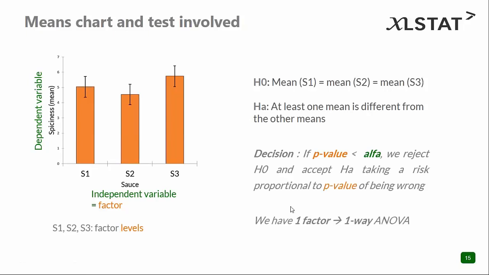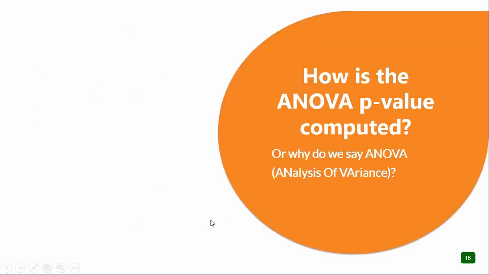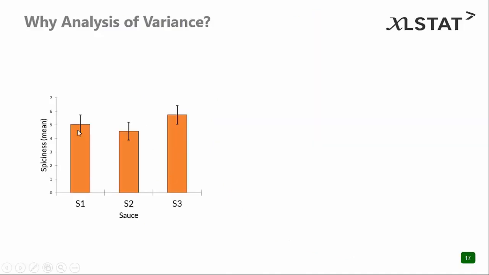Here we have one factor, so we only have one explanatory variable or one independent variable. So we're going to run what we call a one-way ANOVA. Now, how do we compute the p-value of the ANOVA? Or why do we say ANOVA, or Analysis of Variance? Let me take this chart once again. The statistical effect of the explanatory variable or of the independent variable is based on a variation ratio.